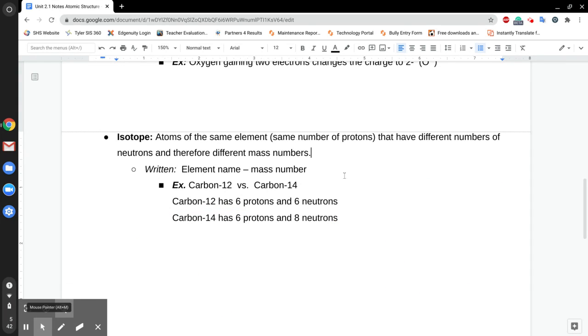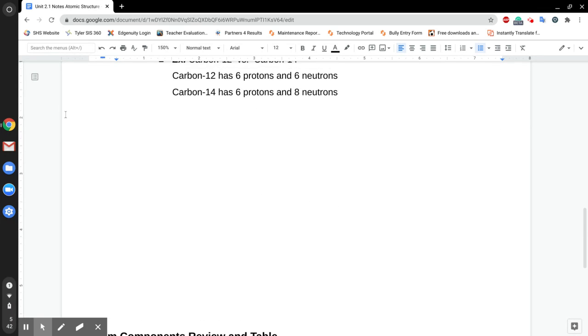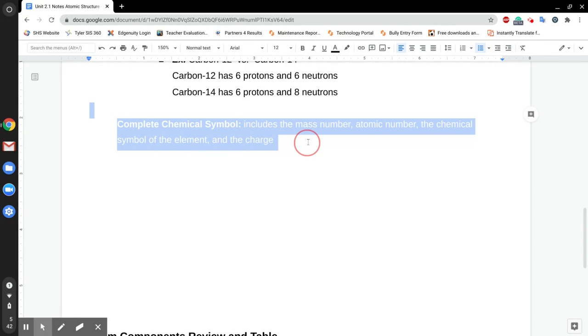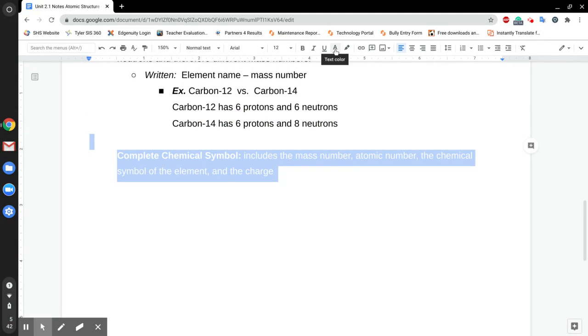I know this is a whole lot, and if this is overwhelming for you now, good, because as we progress through the year, things are going to get more complicated, so it's best to get used to that now so we know to prepare for the future. So up here, this is how we write out the written form of an isotope.